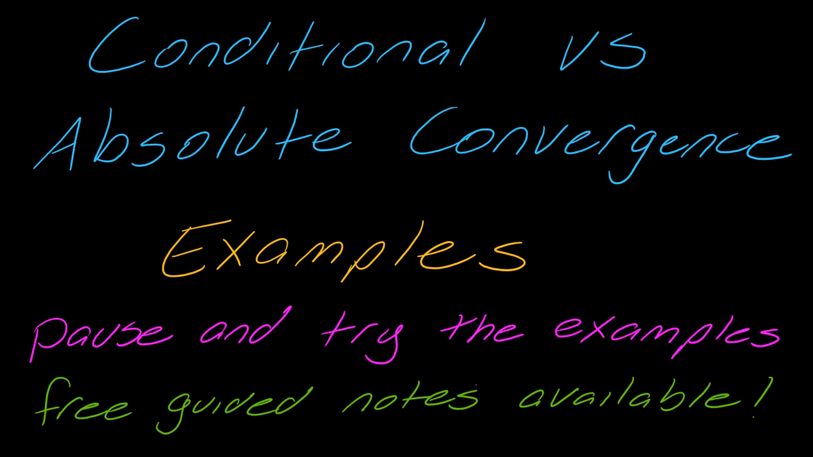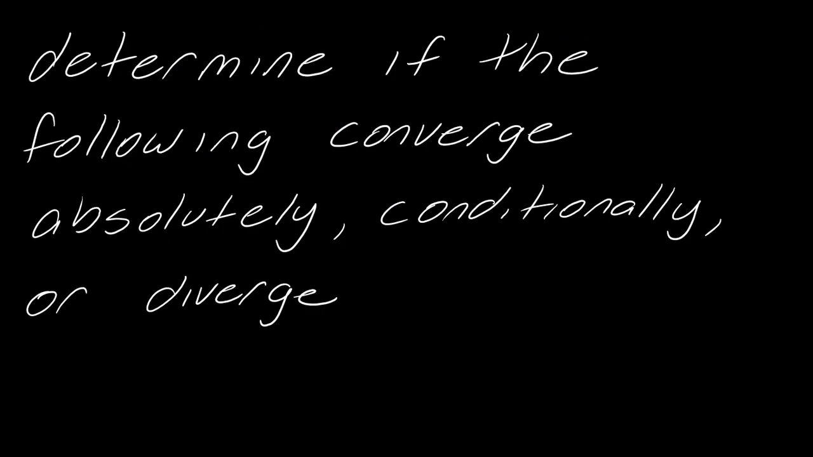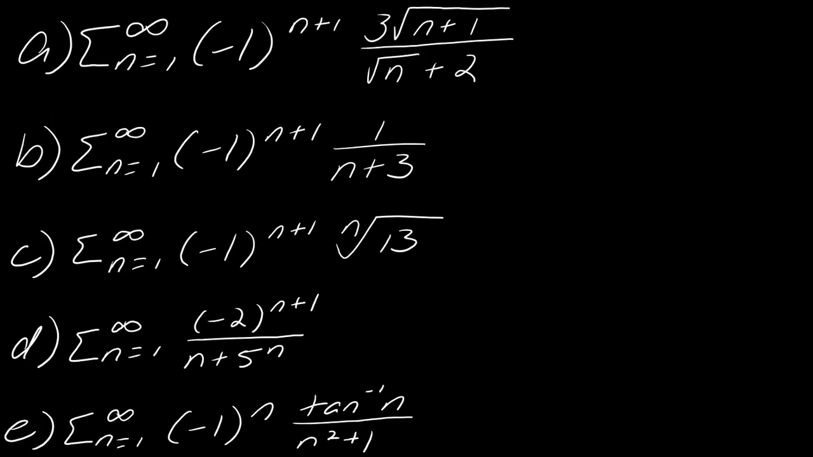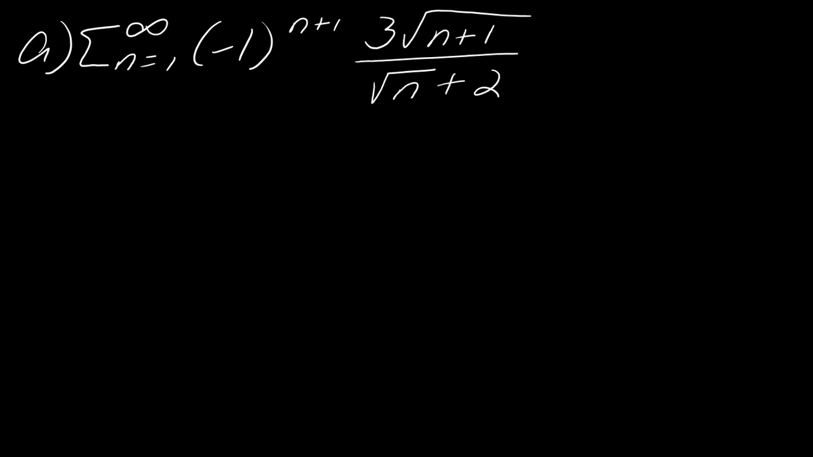Okay, so in this video, I'm going to talk about conditional versus absolute convergence. I'm just going to do a few examples. We're going to look at a few series and determine whether they converge absolutely, converge conditionally, or if they diverge. So I have these 5 series that I'm going to cover in this example video. So let's start with the first one.